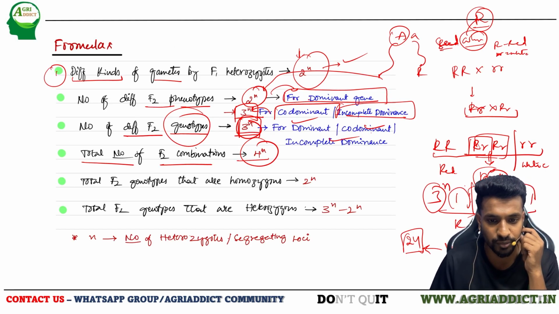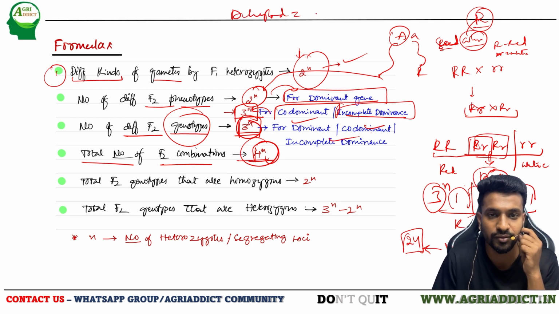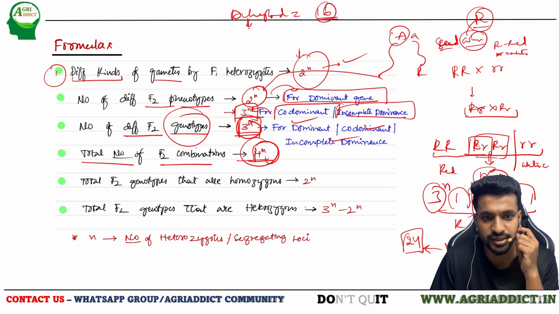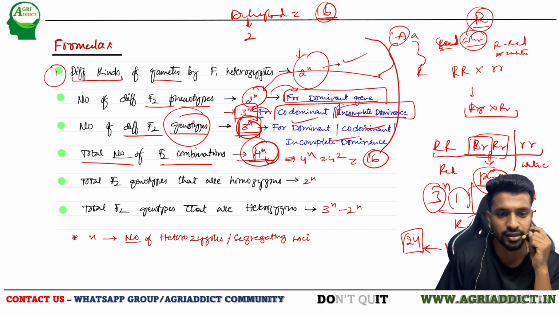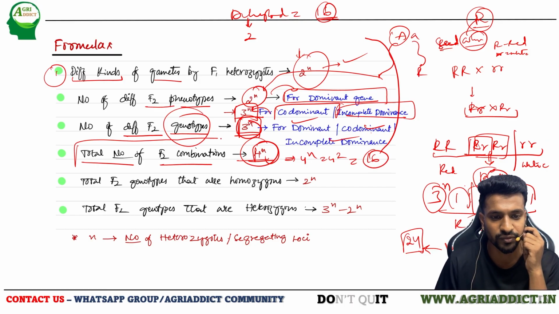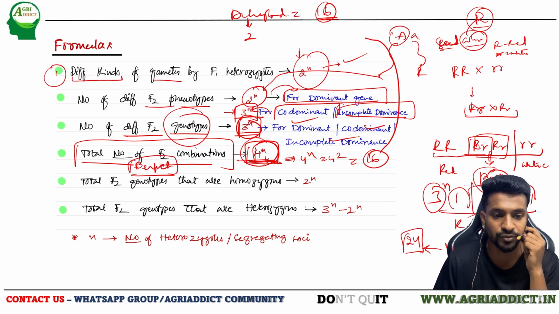So the formula would be 4 power n. Here in the dihybrid cross, we know at the end of the F2 how many plants we are getting after making all possible crosses. It is 16. If we substitute, dihybrid is for two genes. If we substitute that in this formula, 4 power n is equal to 4 power 2, it would be 16, which is matching. So just remember that the total number of F2 combinations, by making all possible crosses, would be a minimum of 4 power n. It is also called the perfect F2 population. The number of individuals in the perfect F2 population would be 4 power n.